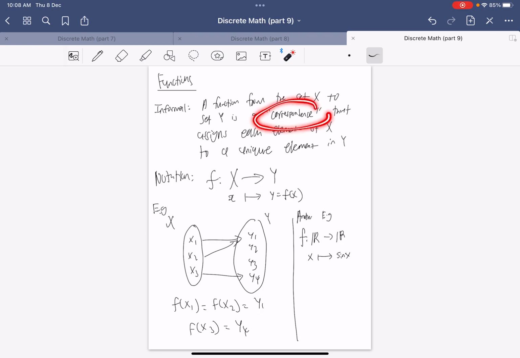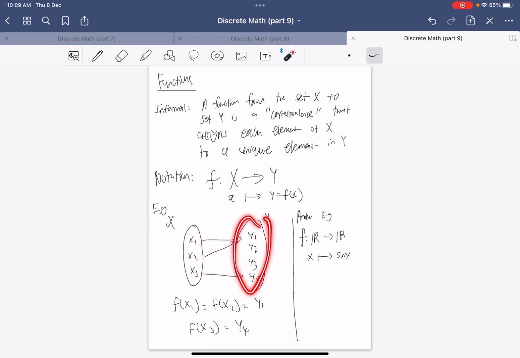But you can see I put quotations on the correspondence because then you can just ask what is a correspondence. But we like to know it is an assignment, basically the idea. And so we can just write our notations like this. X is the domain and Y is called the codomain. So the letter x is sent to the letter y, which equals f(x). An example will be like this: x1 is sent to y1, x2 is sent to y1, x3 is sent to y4.